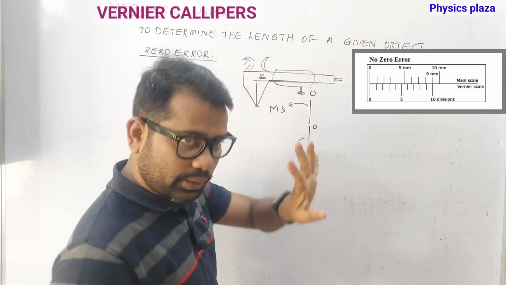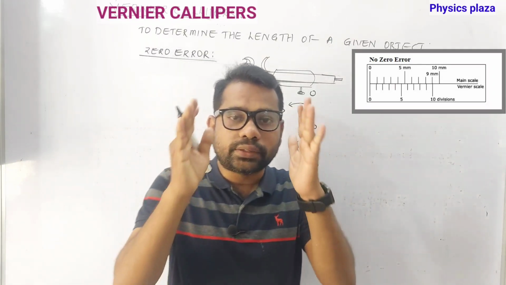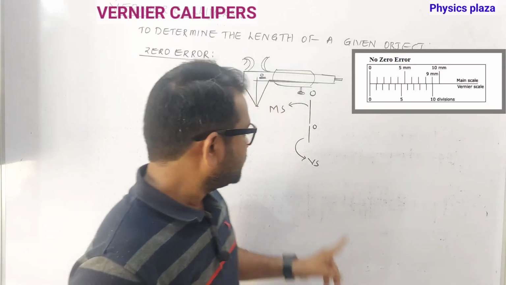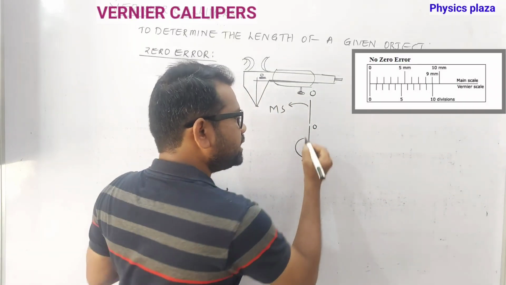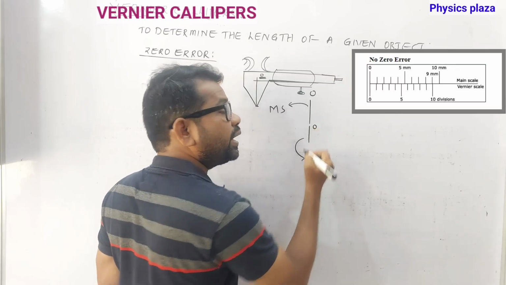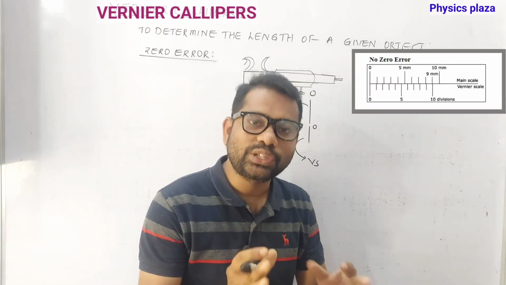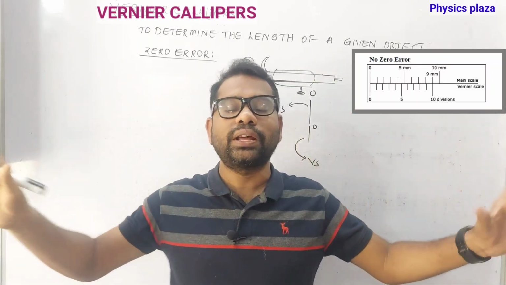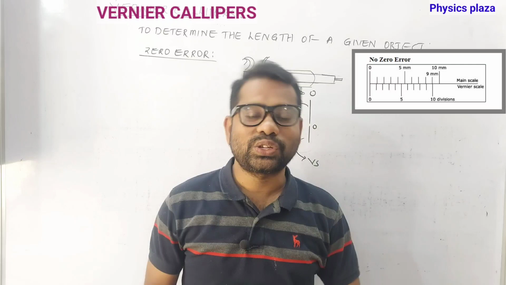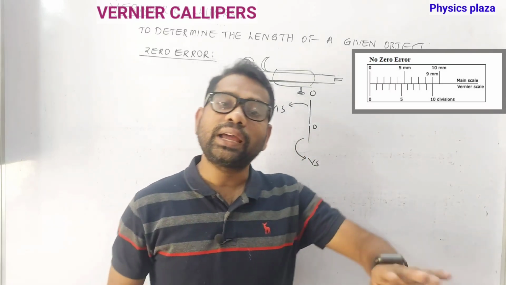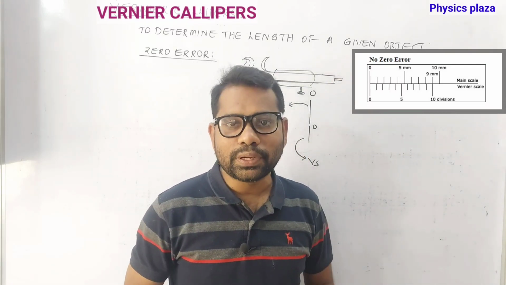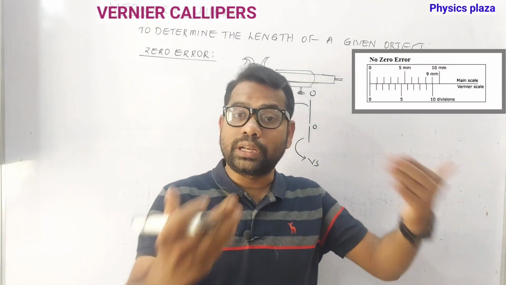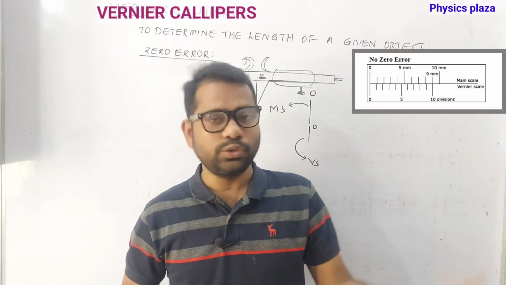So in this case, suppose we brought the two external jaws into contact in such a way that the zero reading of the vernier scale is coinciding with the zero reading of the main scale. If it is coinciding, children, then it is said to have no zero error. It is free from zero error, and you can directly use that vernier calipers to determine the length or inner diameter or external diameter or depth of any test tube.